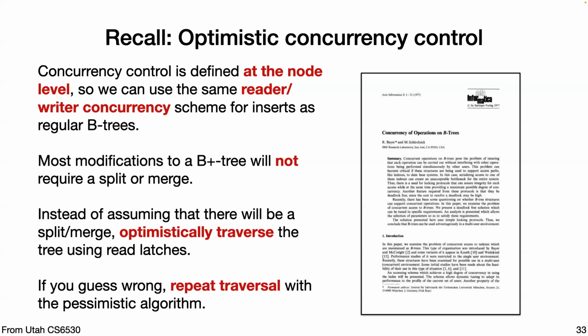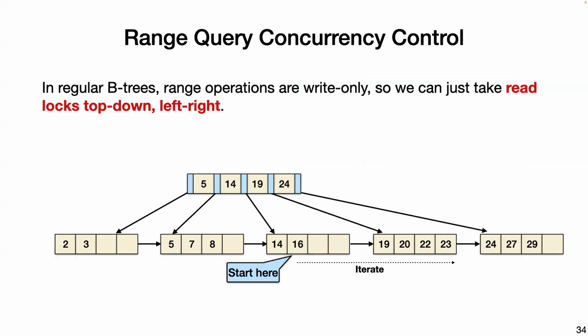You can implement it with the reader-writer lock that I just showed you. You just take them in the different modes. You always have to take the write lock on the leaf in insertions. For range queries, in regular B trees, range operations are read only. So you can just take the locks in read mode always. You just do a find from top down in read mode, and then you take read locks left to right for as many nodes as you need until you finish your iteration.